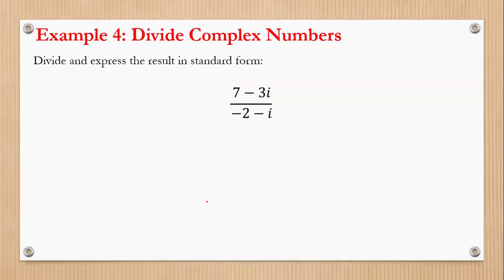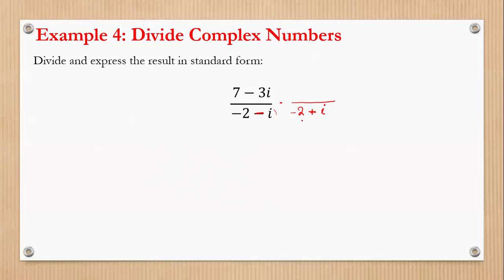Next example, we want to divide these complex numbers. Again, we need to multiply by the complex conjugate of the denominator. On the denominator, I have -2 and I. But if there is a negative in between, I change it to positive. I only change this sign, don't change the sign of everything.